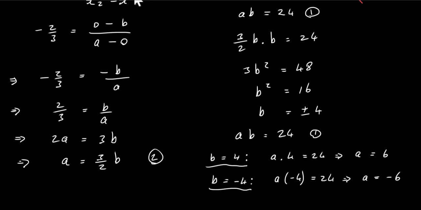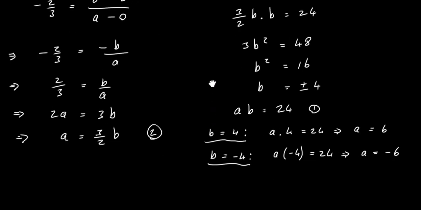So now I have my values for a and b. So let's write those out. I have a is equal to 6 and b is equal to 4. I've got a is equal to minus 6 and b is equal to minus 4. Okay, so we've got to write out the equations. The question was to write out the equation of the two lines.